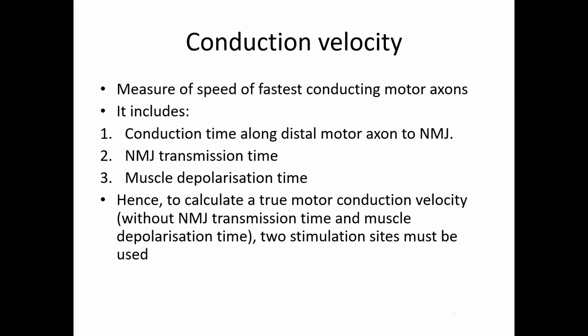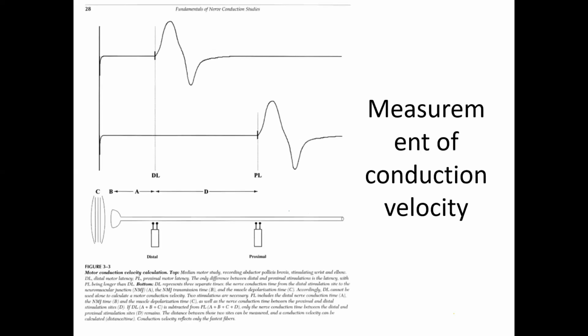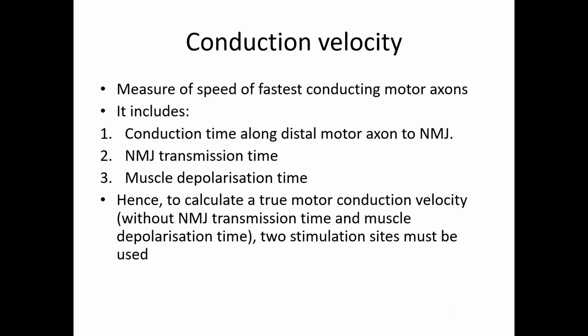So to calculate a true motor conduction velocity without this NMJ and muscle depolarization time, two stimulation sites have to be used. Understood? The calculation formula is distance upon time. So there has to be a distance, that means the length of the fiber should be included, and then we have to calculate the time, but that time should not include these two confounding factors, which are NMJ transmission time and muscle depolarization time.